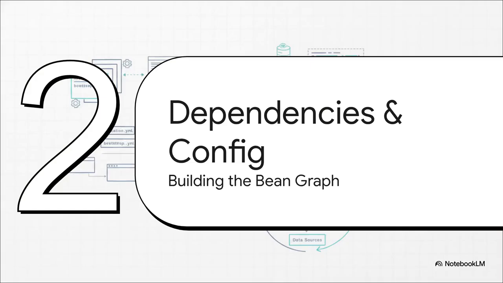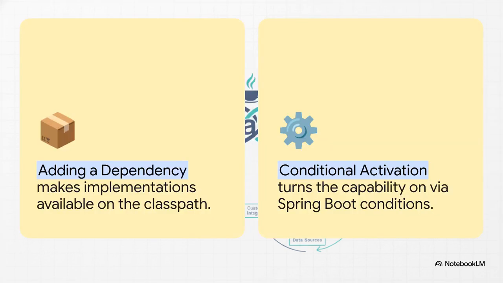Moving right along to Section 2, Dependencies and Auto-Configuration. Now, there's a massive contrast you need to wrap your head around here, the difference between mere availability and actual activation. Adding a Maven artifact just puts compiled code on the classpath, right? It literally just makes an implementation available to the JVM. But it's the Spring Boot conditions, things like missing beans, enabled configuration properties, or specific required classes that actually turn the feature on and build your effective bean graph.